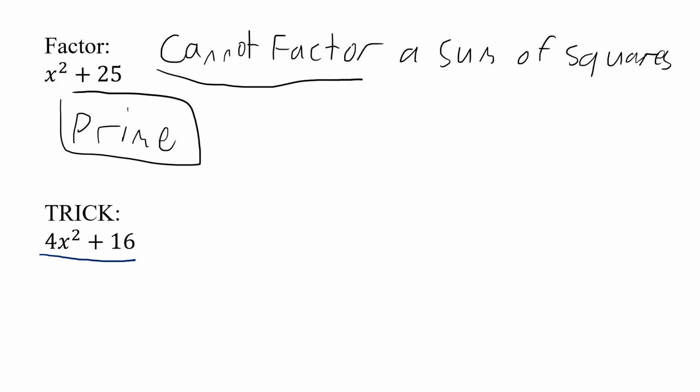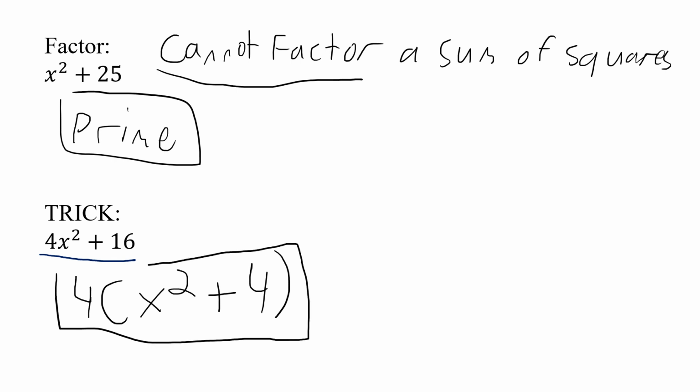4 and 16 have a 4 in common, which means we can pull a 4 out, and we're left with x squared here because 4 divided by 4 is just 1, so there's just a 1 in front of the x squared, plus 16 divided by 4 is 4. So we cannot factor it with a difference of squares method, but we can factor it by taking out the GCF.